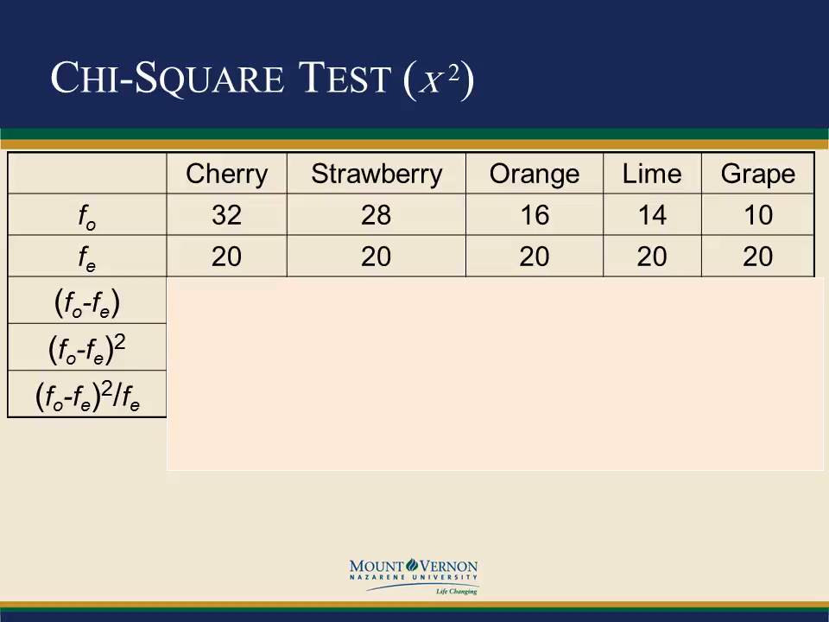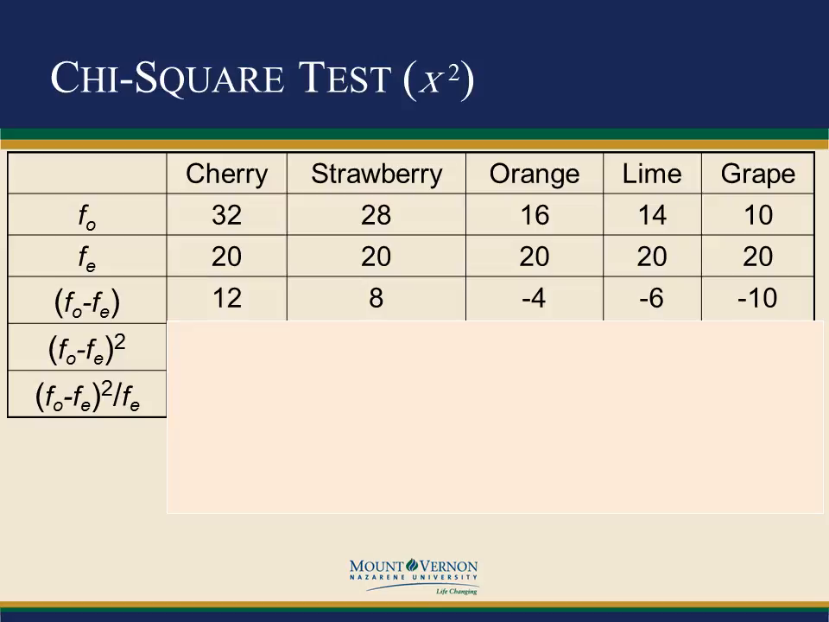Now, to compute your chi-squared statistic, it's not difficult to do it by hand. You just make a table, and in the table we have the observed frequencies on the top, and the expected frequencies next. Then I will compute the observed minus the expected frequencies, so in each case I subtract the 20 from the observed frequencies. So in the first case it's going to be 12. For the case of strawberry, 28 minus 20 is 8. And so on, all the way down to grape. Notice that some of those numbers are negative.